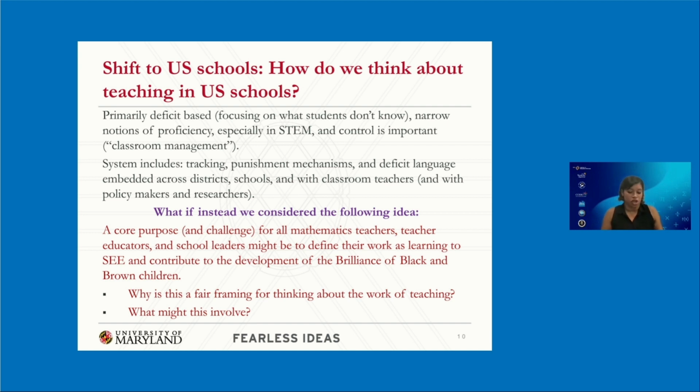If you don't think that your job is to figure out what they don't know and teach them that, but instead that every single kid is smart and you've got to figure out all the different ways that they're smart and connect that to your mathematical goals, how does that then change the way that we think about teaching? I'm going to come back to this in a second, but right now we're going to get to learn from a little boy named Vershawn.